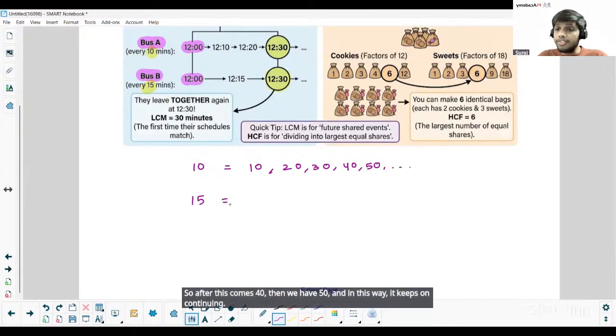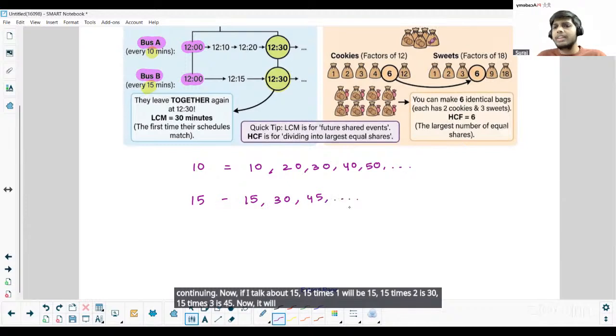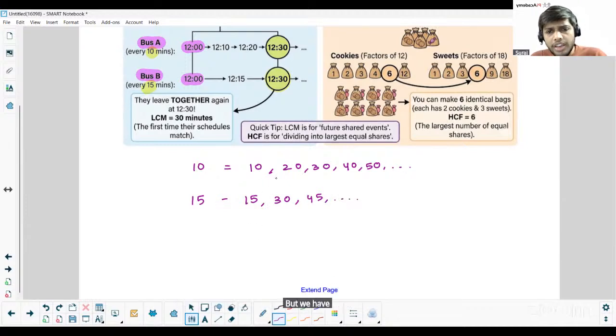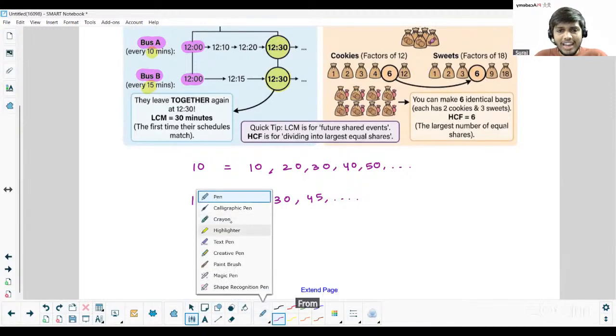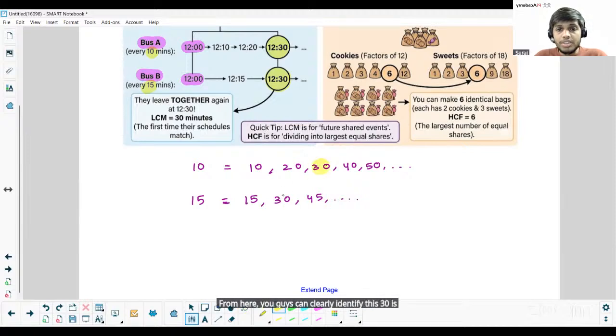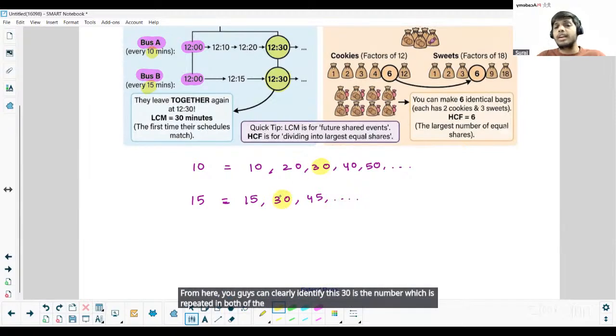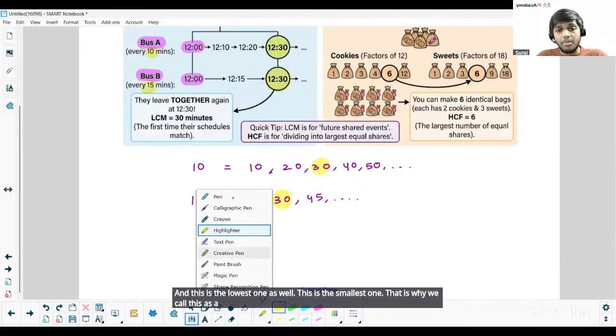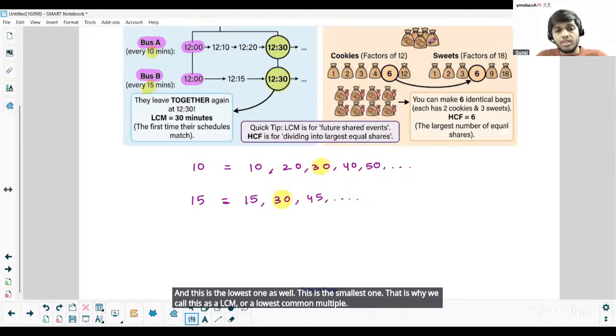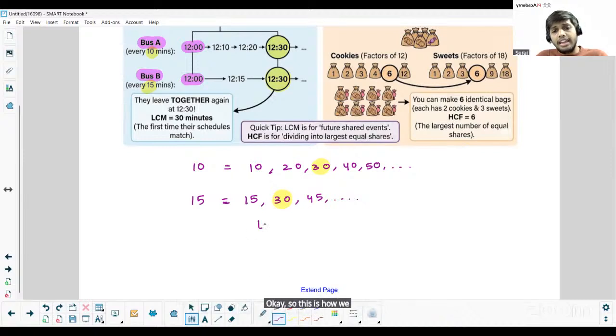Now, if I talk about 15, 15 times 1 will be 15, 15 times 2 is 30, 15 times 3 is 45. It will keep on going in this way. But we have to simply figure out which is the common element between 10 and 15. From here, you can clearly identify this 30 is the number which is repeated in both the multiples of 10 and 15. And this is the lowest one as well. This is the smallest one. That is why we call this an LCM, or lowest common multiple. Okay, so this is how we generally calculate any lowest common multiple for the question.